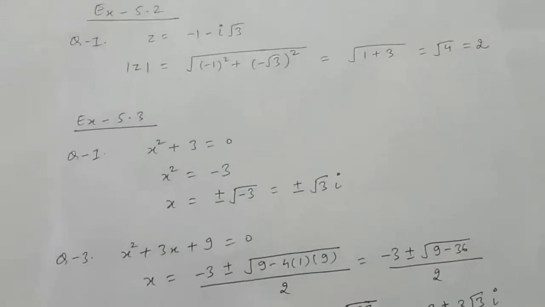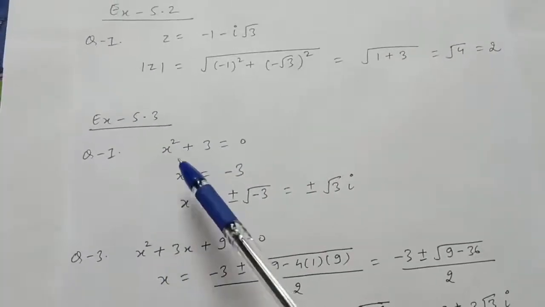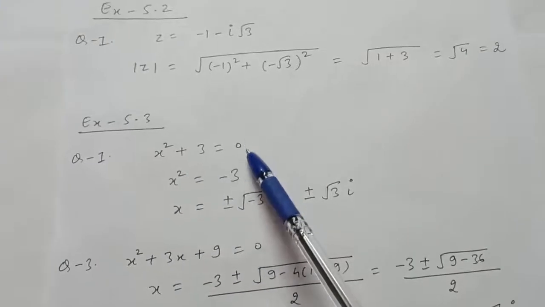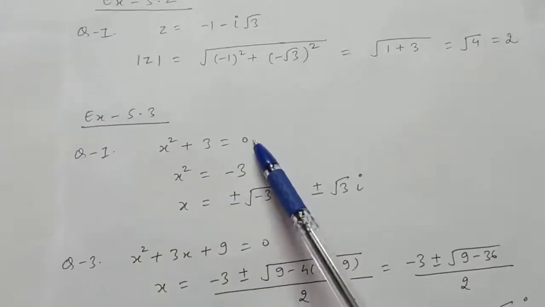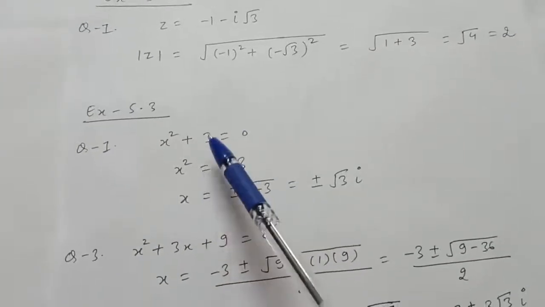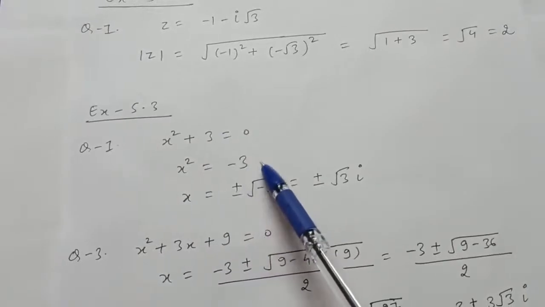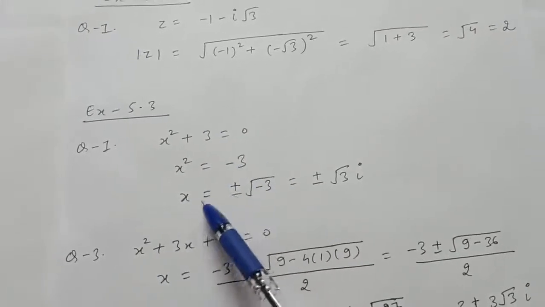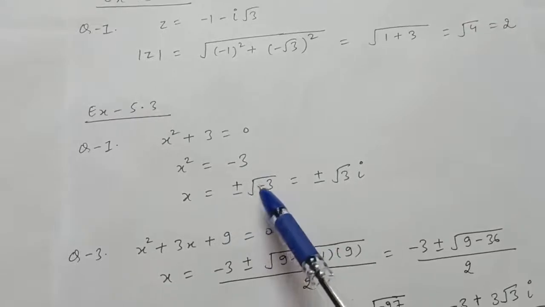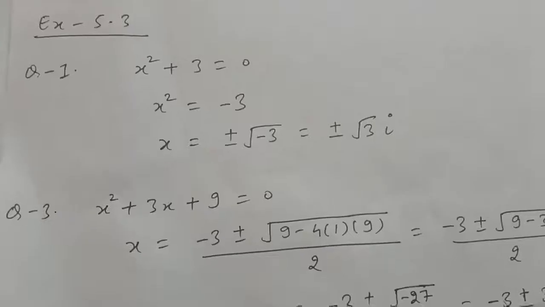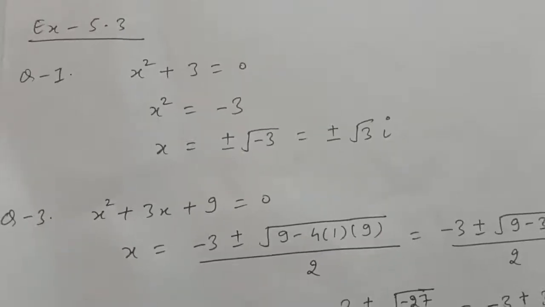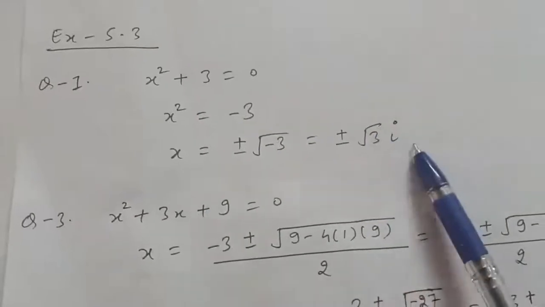Now exercise 5.3, question number first is x square plus 3 equal to 0. You have to solve this quadratic equation. So x square is equal to, take this 3 this side, so it will be minus 3. Now x will be plus minus root minus 3. So x is equal to plus minus root 3 iota, right?